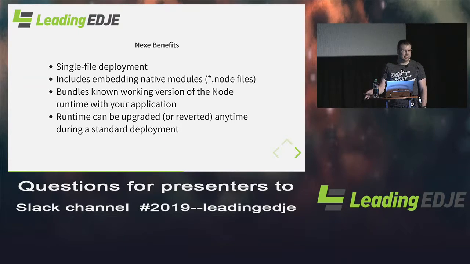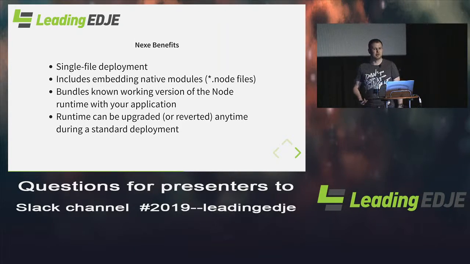The embedding of the native Node modules was really handy. I didn't have to worry about those. Your Node runtime, if you build it off of version 6, 8, 10, whatever, you get to bundle that with your application, and then you can upgrade your runtime at any time, or if you find that that doesn't work for your project, you can always downgrade. You get to replace your runtime along with your application if that's ever necessary or useful in your situation.